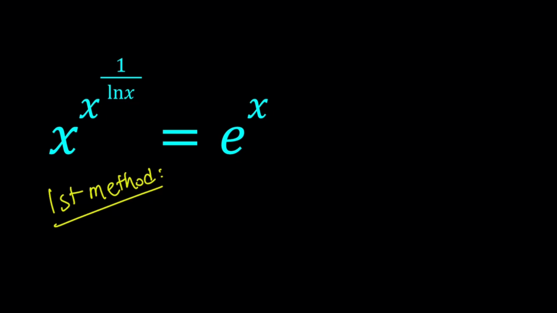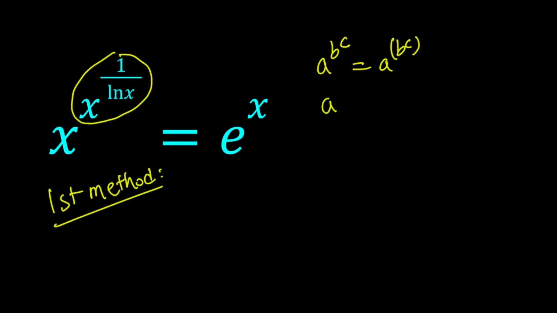For my first method, I'm going to start by taking a look at the exponent for the left-hand side. The exponent for x is this one. Notice that when you write something like a to the power b to the power c, it's understood to be a to the power (b to the power c), not (a to the power b) to the power c. Because if you write it that way, this is basically going to be a to the power bc. You either use parentheses or write it as a to the power bc. All right, so let's go ahead and take a look at the exponent first.